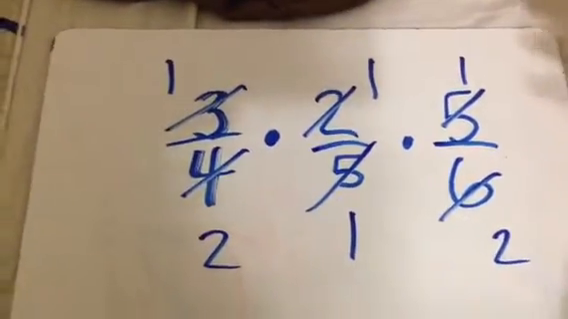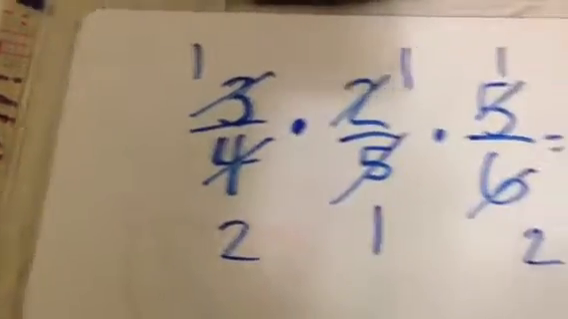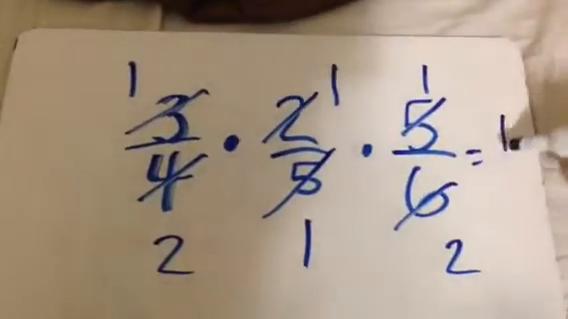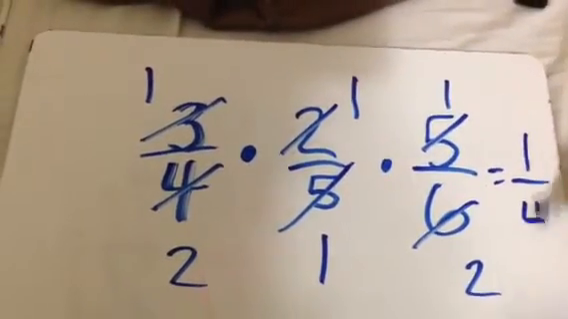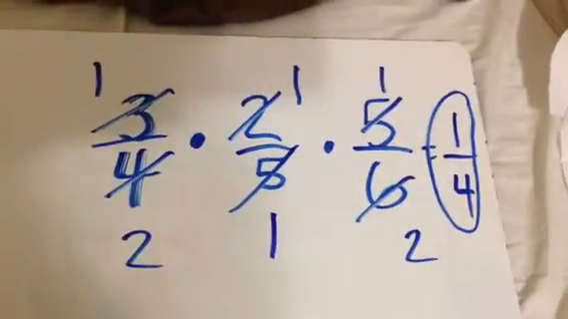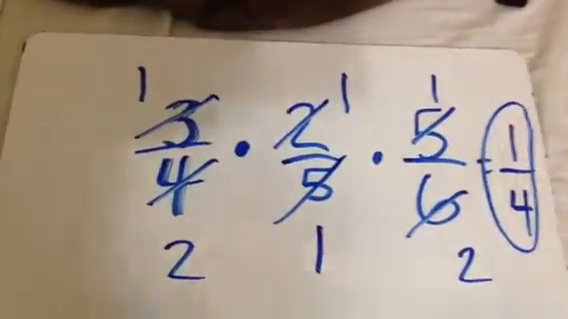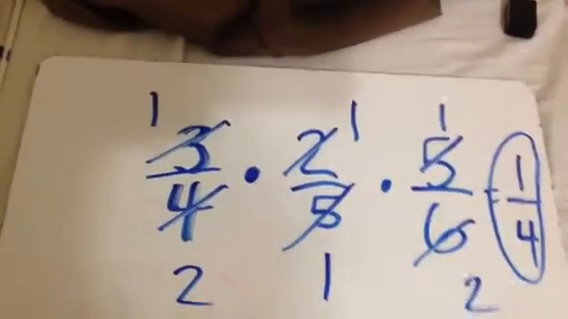So then from there I'll multiply all my numerators, 1 times 1 times 1, which equals 1. And 2 times 1 times 2 will equal 4. So our final answer will be 1/4. Okay? This is just a quick review about canceling units, reducing them before we multiply.